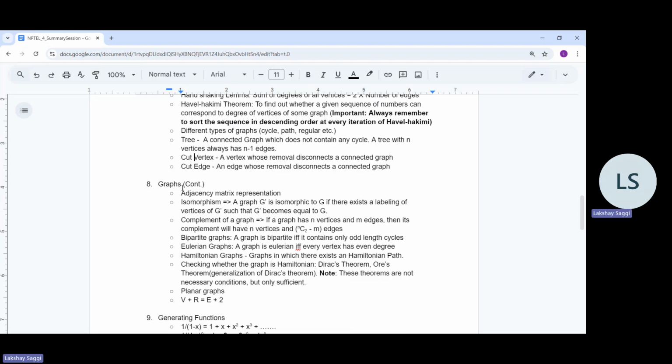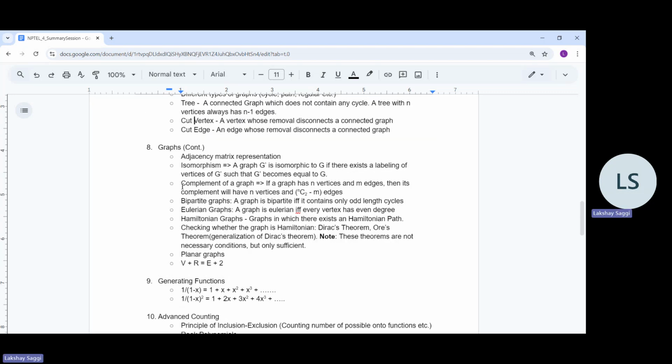And then in the eighth week, we continued this discussion of graphs and discussed some more properties. First of all, we discussed the adjacency matrix representation of a graph. The ijth entry of the adjacency matrix denotes whether an edge is present in the graph between the vertices i and j. The ijth entry is one if the edge is present, and zero if the edge is not present. This is what we call the adjacency matrix representation.